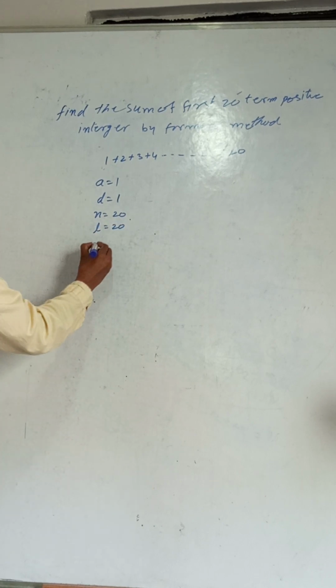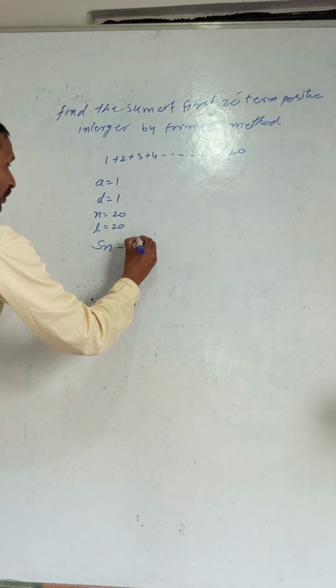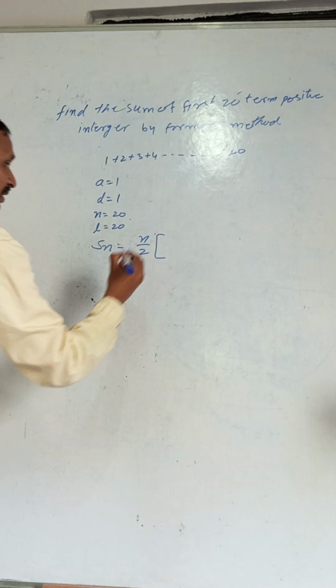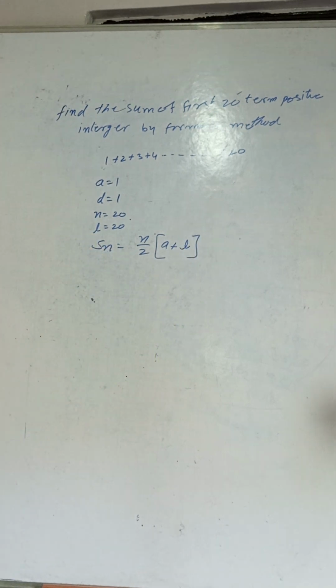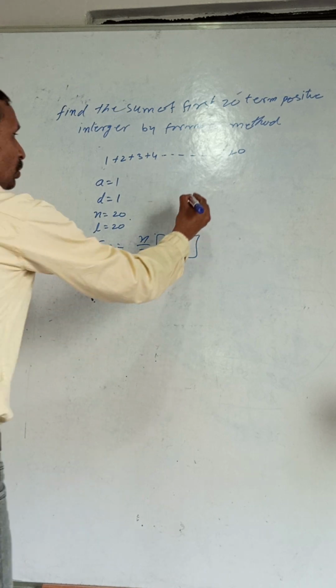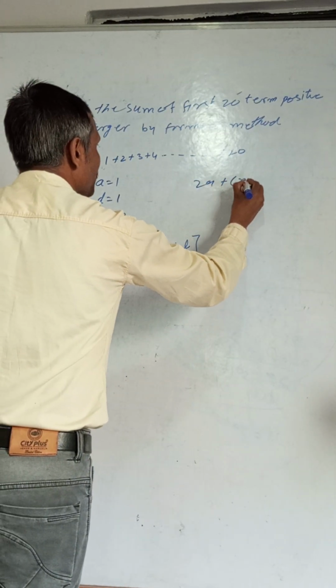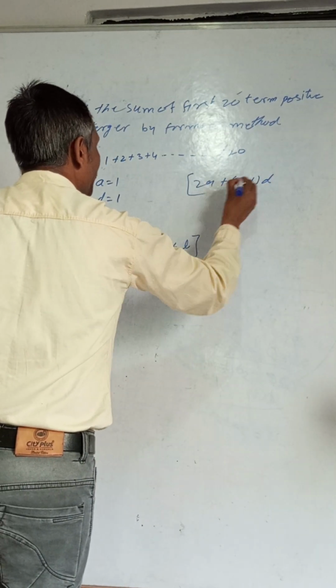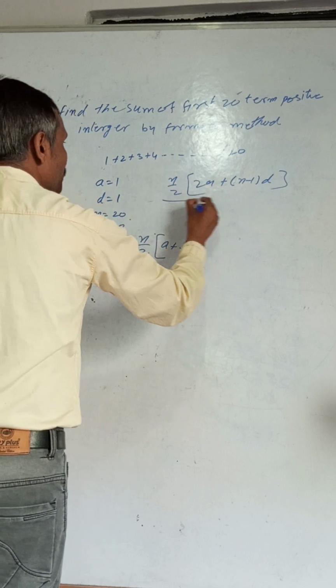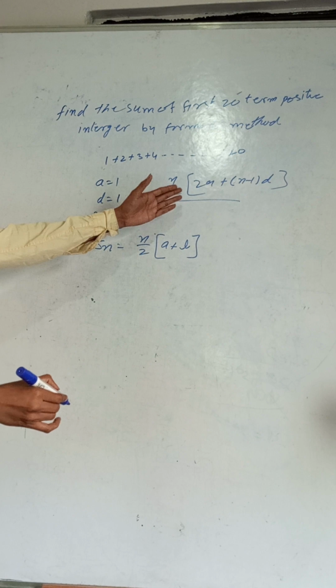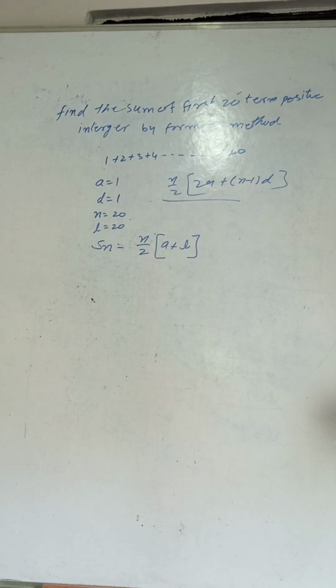So here we can write Sn is equal to n by 2 into (a plus l), where l means the last term. If we do not know the last term, we can write the other formula also: 2a plus (n minus 1) into d. That can also be used, but this one is shorter because we know the last term.